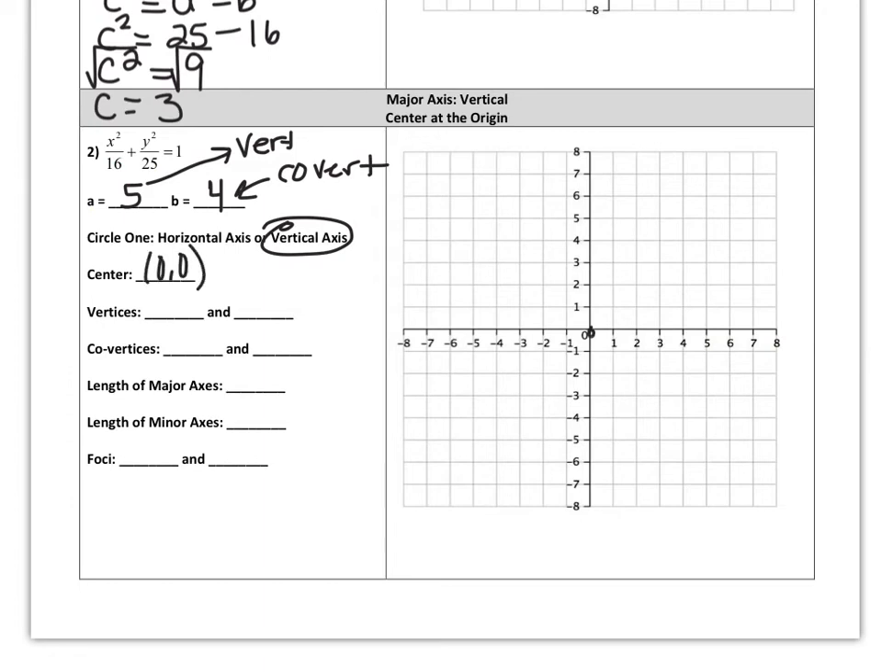So let's go ahead and graph our center. And we know that the 5 goes with the vertices. So from the center, we're going to go up 5 and down 5. So this is V2, V1. And we know that the co-vertices are 4 from the center. So 4 this way, we'll call this co-vertice 2. And 4 this way, co-vertice 1. And this is my equation of the ellipse.